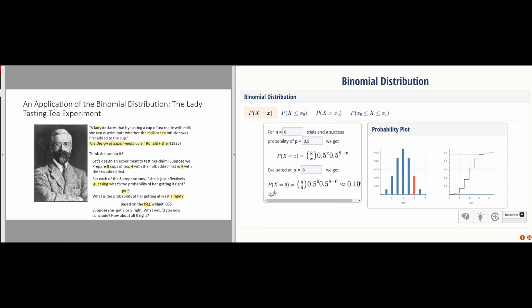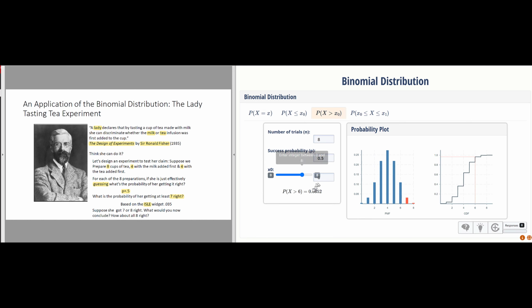And we are asking, oh, for some reason it reverted back to x equal to 6. I want x greater than 6. And the probability, if we give her these 8 cups of tea in a random order, and if she's guessing randomly, her chances is 0.5, then the probability that she's going to get 7 or 8 correct is remarkably tiny. It's only 3.5%.